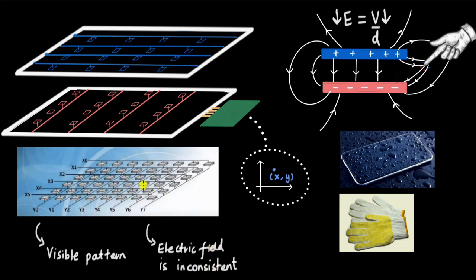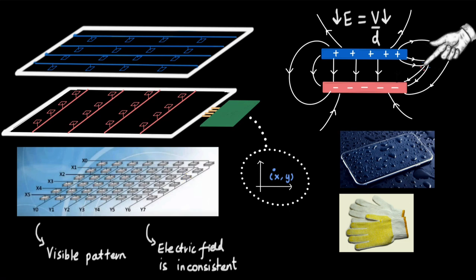And secondly, the electric field is inconsistent. That is because you have these capacitors and the electric field is strongest in between these plates. And there are these spaces around and between the capacitors where the electric field is not as strong as it would have been between the plates of the capacitor. So when you bring your finger closer to a capacitor, there is not enough distortion of the electrostatic field and there is not enough drop in the voltage for the sensor to detect it.